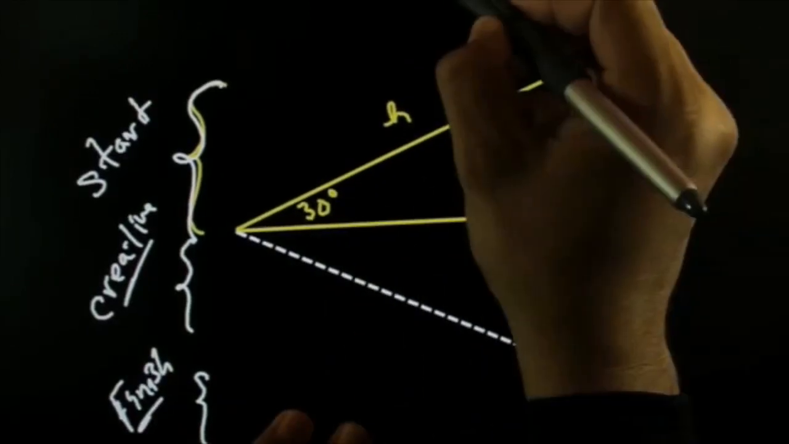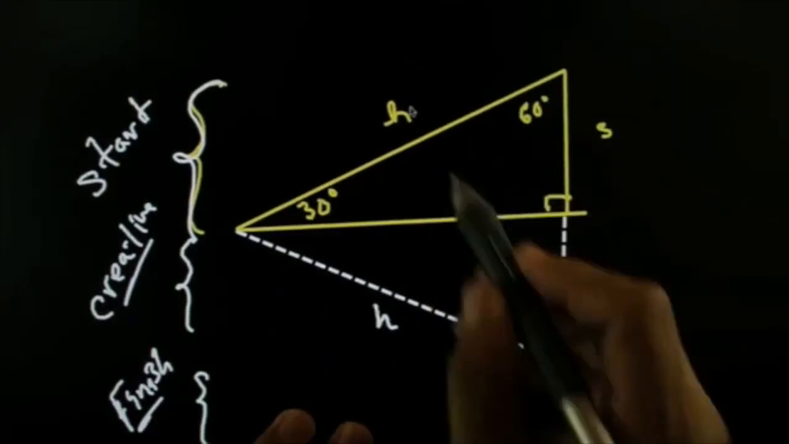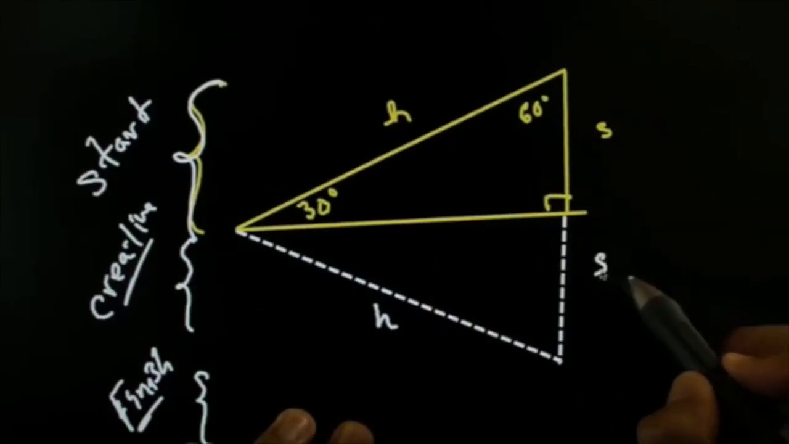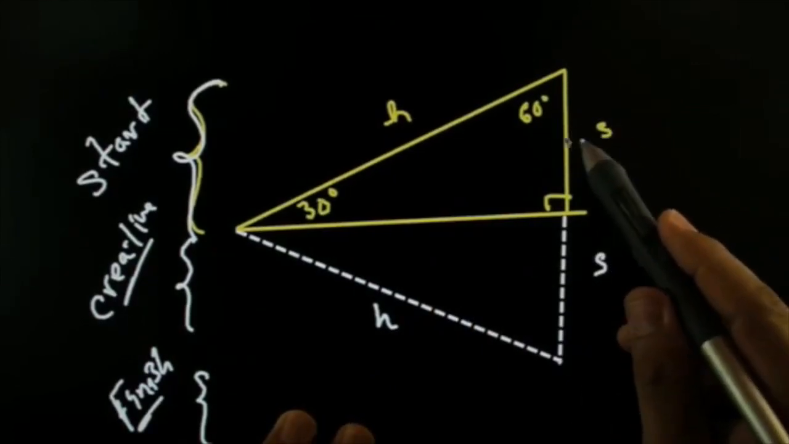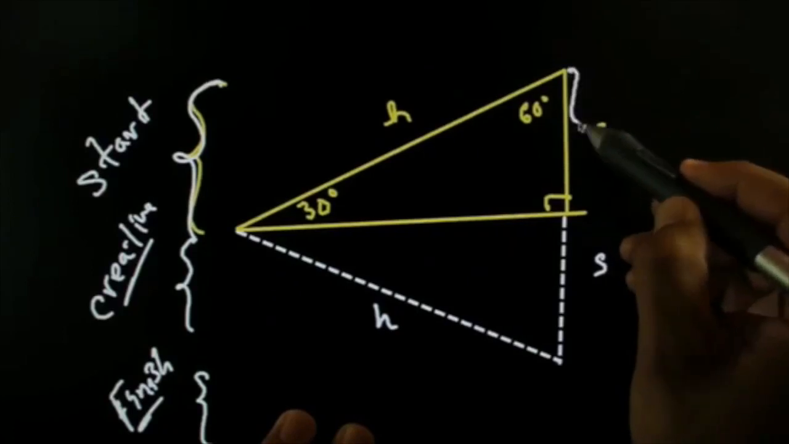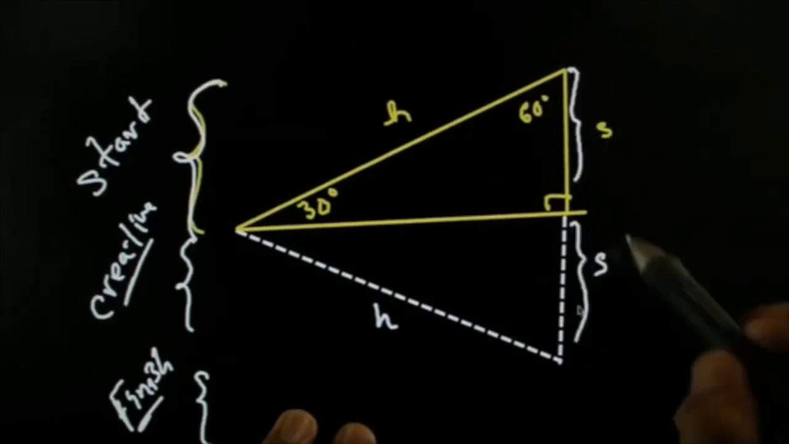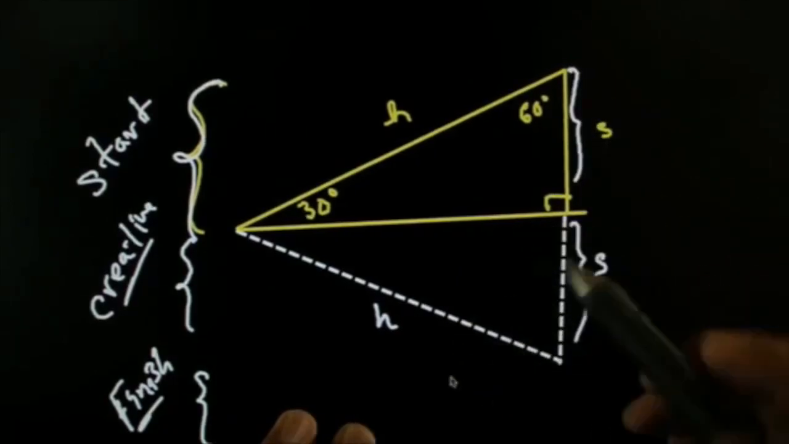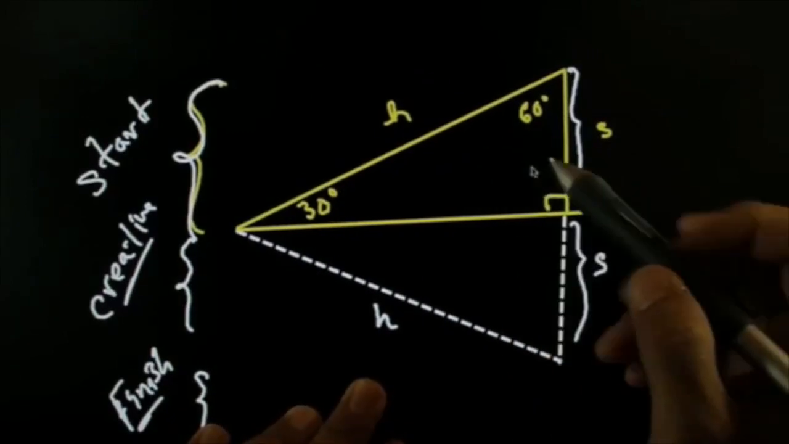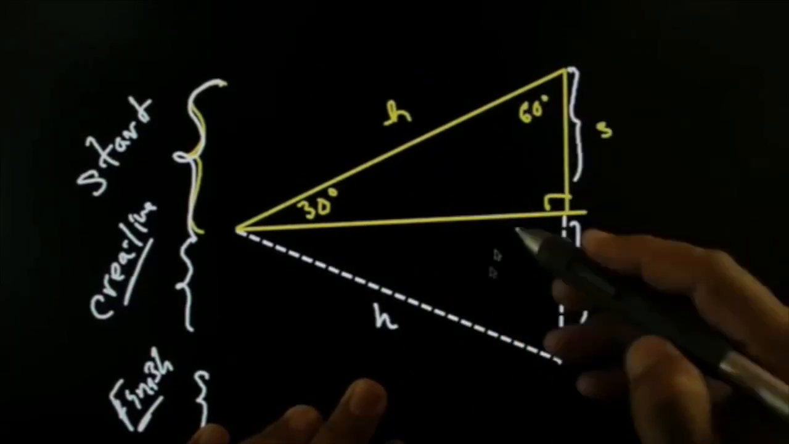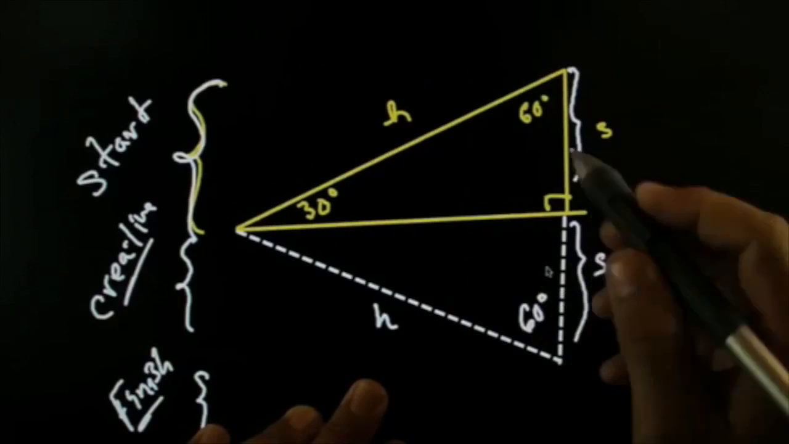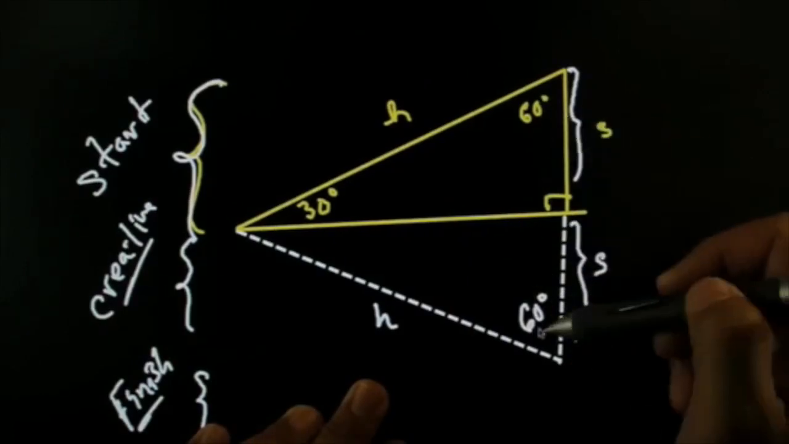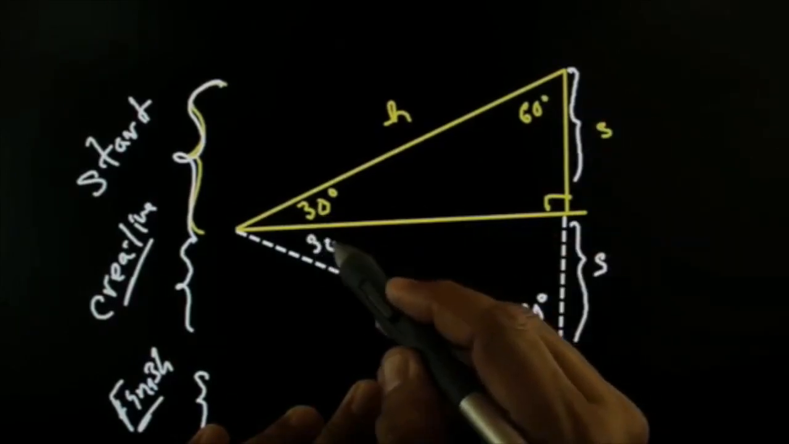So if it's the same size, then this one will have to be H as well. And this one will have to be the same size as this S. If this side is S, then so will this one be S. But something peculiar happens when you draw a triangle like that. Look, if this is 60 degrees, then this is 60 degrees too, because all you do is make a mirror image of this on the other side. If this is 30, then this is 30.